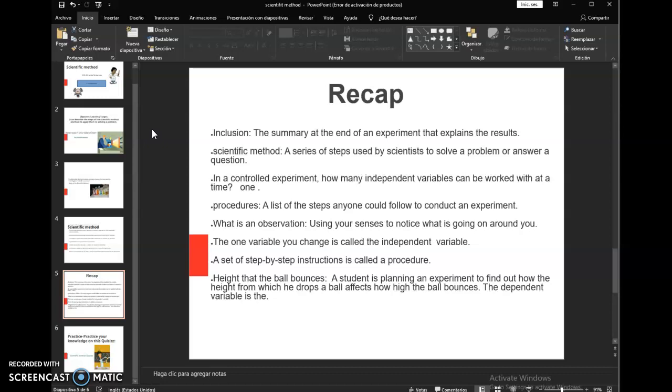So execute step by step, introducing a procedure, and the ball bounce. A student is planning an experiment to find out how high a ball bounces when it is dropped, how high the ball bounces. It depends on the variable. Alright, this part here is very scientific, right? But also very interesting. Because in this part, if we were in the classroom, we can use a ball for this example, right? And then the students are going to start to realize, wow, this is what a scientific method is. In this case, how did the ball bounce?